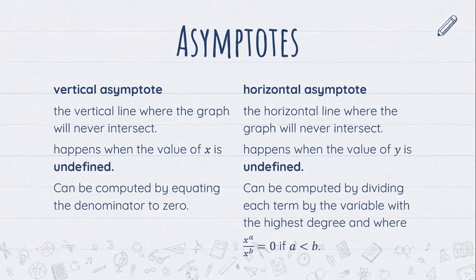Ayan. Next is horizontal asymptote. The horizontal asymptote is the horizontal line, from the word itself, where the graph will never intersect to but gets closer and closer to it lang. It happens naman if y is undefined. Ibig sabihin, class, may value tayo ng y pero hindi natin alam kung saan siya nanggaling, kung anong value ng x. Yung magpapa-y sa kanya, ganun. Okay? Can be computed naman ang ating horizontal asymptote by dividing each term by the variable with the highest degree, and where x raised to a all over x raised to b is equal to 0 if a is less than b. Sige, mamaya class explain ko yan siya.